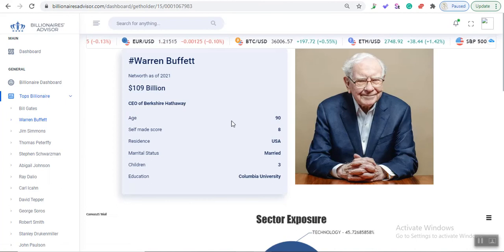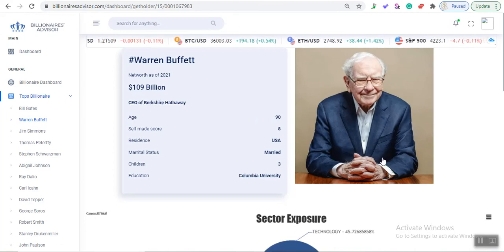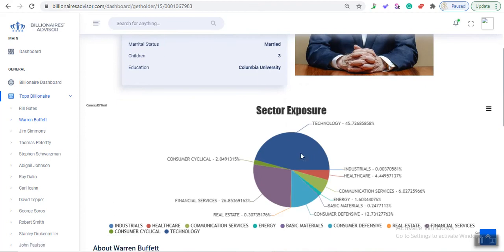Upon breaking down his holdings, as you could see, basic statistics about Warren Buffett, the different sectors Warren Buffett invests in. So he has 45% portfolio exposure in technology. Financial services is the second largest sector, followed by consumer defense stocks. All of this we'll get into at a later date. But the sector exposure gives you an idea of the sectors this billionaire is confident about.